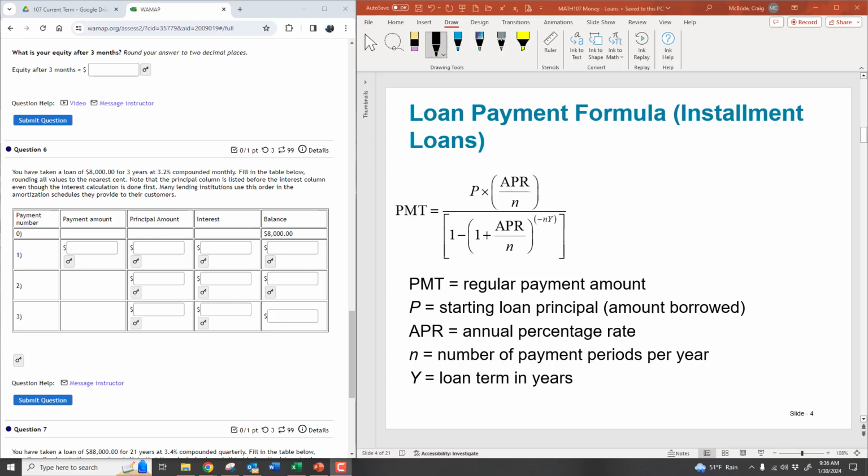Welcome, everybody, to a discussion on tackling these amortization tables or payment tables type of questions. So here's our scenario. We're going to take out a loan for $8,000 for 3 years at 3.2% compounded monthly.